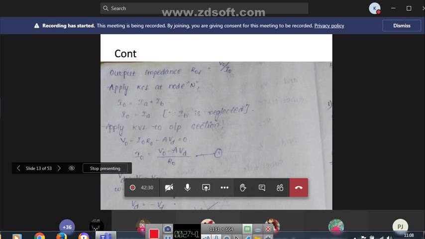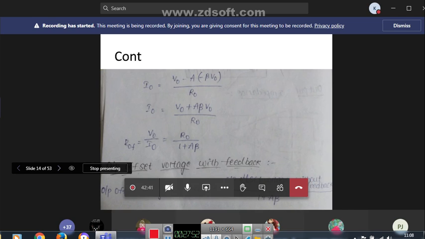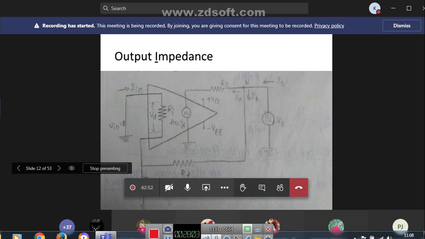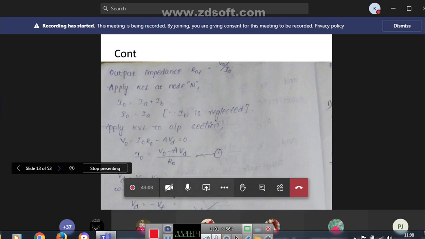This is small, right? So then apply KVL to the output section. Then you will get V0 minus I0 R0 minus AVD equal to 0. I0 is flowing through R0 and this voltage source, A_OL VD, right? So from this I0 equal to (V0 minus AVD) by R0.